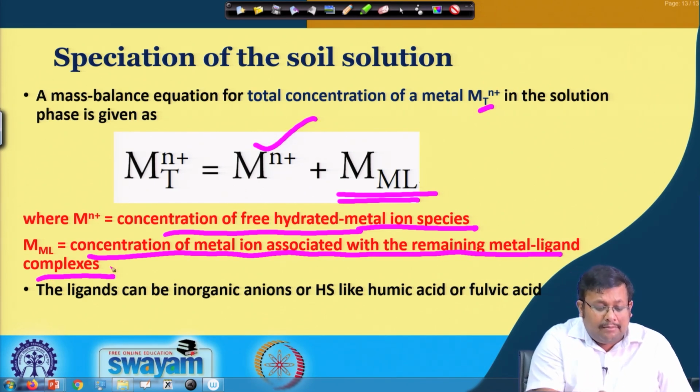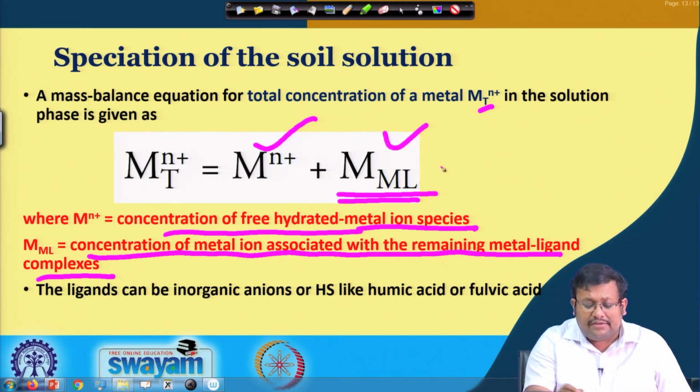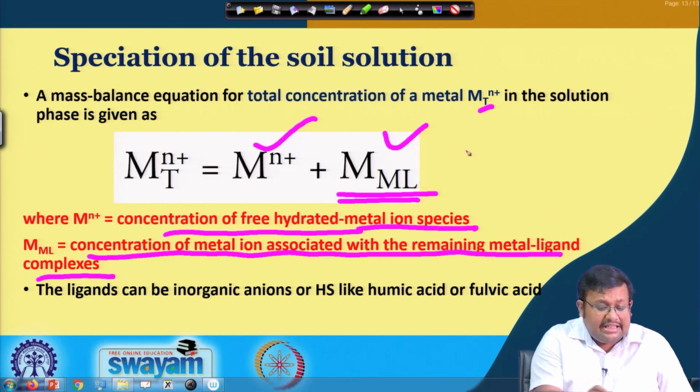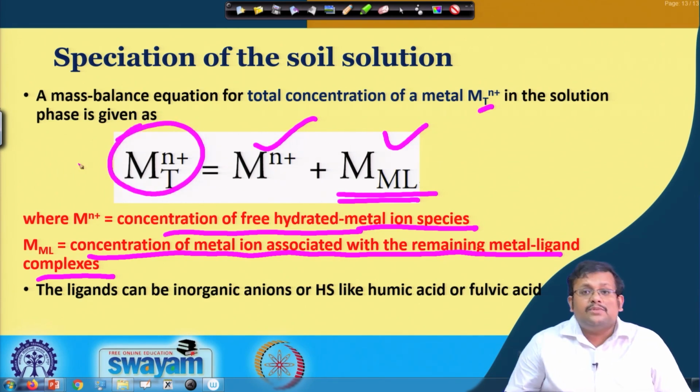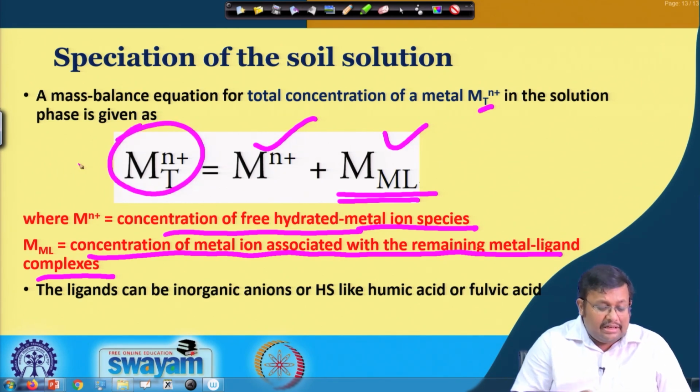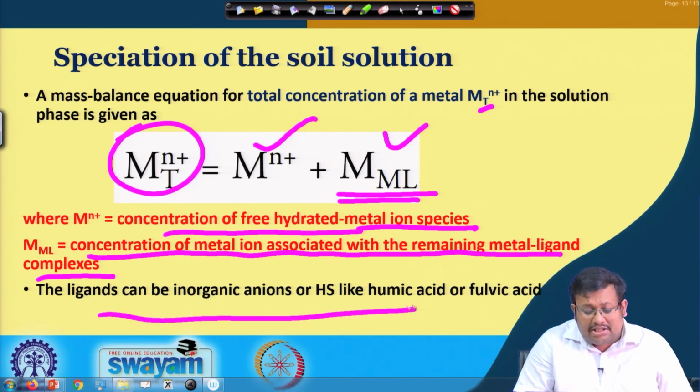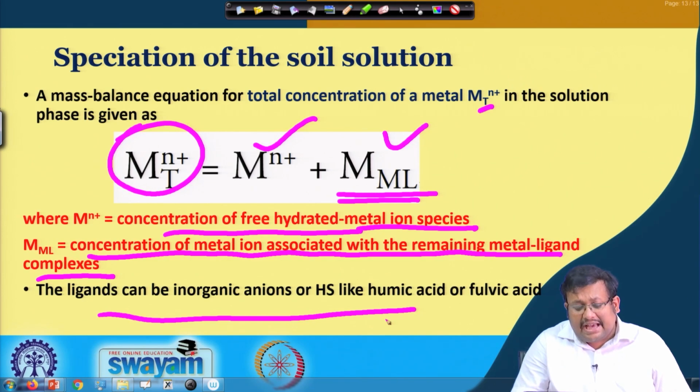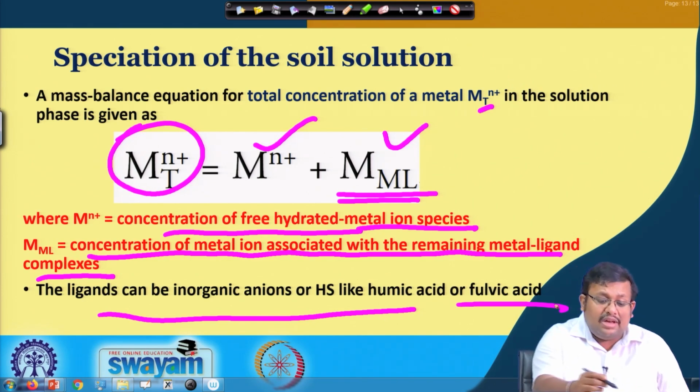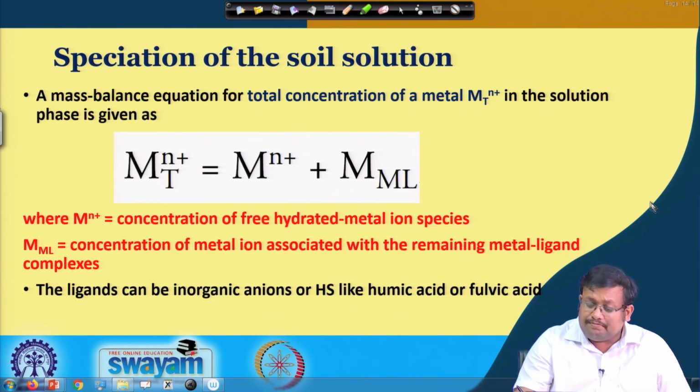complexes. When we combine these two forms, the hydrated metal ion species and the metal ion associated with the metal ligand complexes, we get the total of that particular ion present in the soil solution. The ligands can be inorganic anions or humic substances like humic acid and fulvic acid. We have already seen that previously.